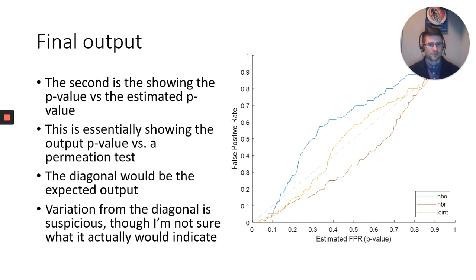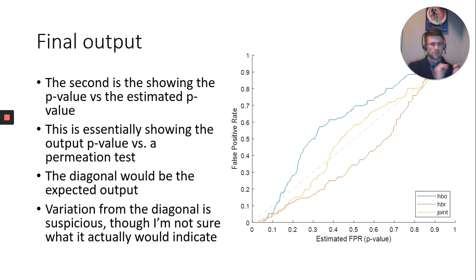The second graph that prints out is the estimated p-value on the x-axis and the actual false positive rate that you got on the y. What I think this is showing, and this is fairly new to me, is that you get a p-value attached to every statistic that you run, and you can actually do a permutation test. Ignore what I wrote on the slide; it's permutation test. A permutation test is just mixing up values randomly and seeing how often you actually get comparable results by chance.